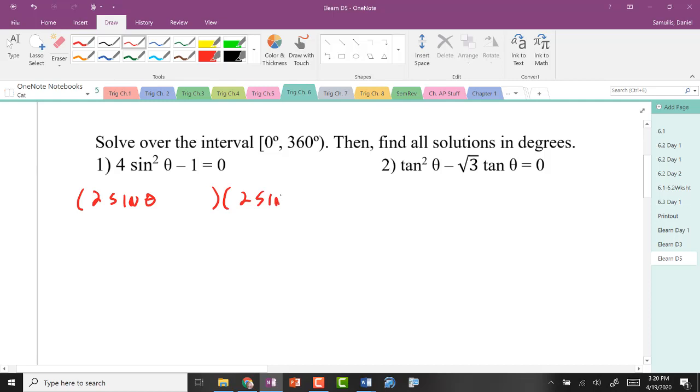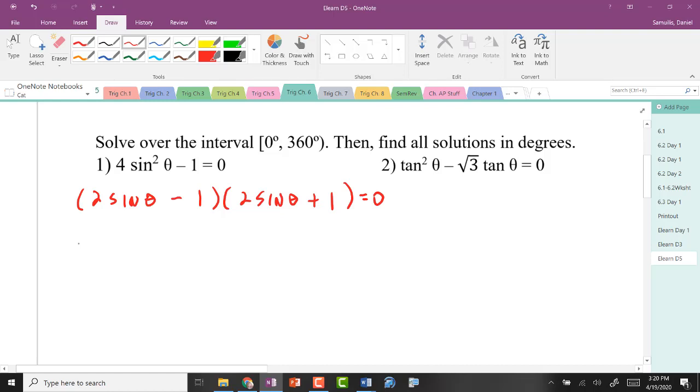Good FOILers are good. Anyone? Factors. All right, 2 sine times 2 sine would be that 4 sine squared. And then it's the old minus 1 plus 1 because negative 1 times 1 is negative 1. And then negative 2 sine and positive 2 sine would cancel. That's why there's no middle term. So there you go. Solving by factoring.